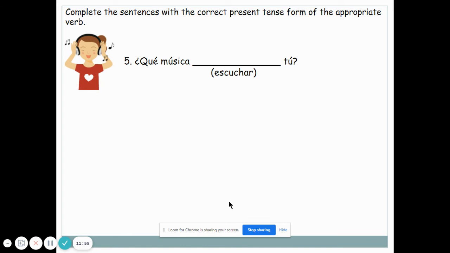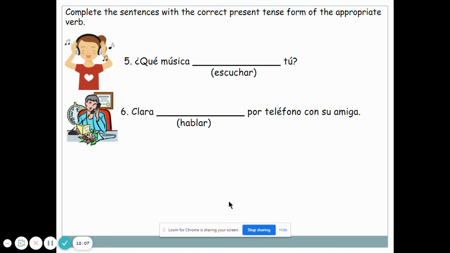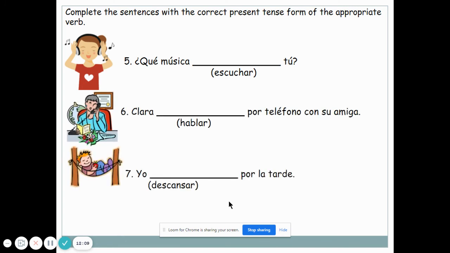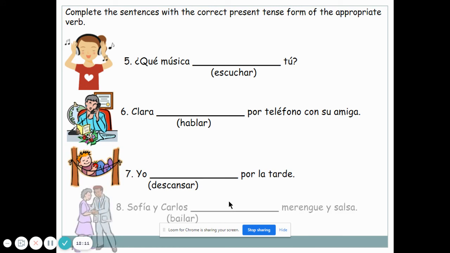¿Qué música escuchar tú? Drop the AR ending and add the ending that belongs to tú. Clara, hablar por teléfono con su amiga. Yo, descansar por la tarde. Sofía y Carlos, bailar merengue y salsa. Merengue y salsa are types of music. I know that these are also food items, but they are also types of music.